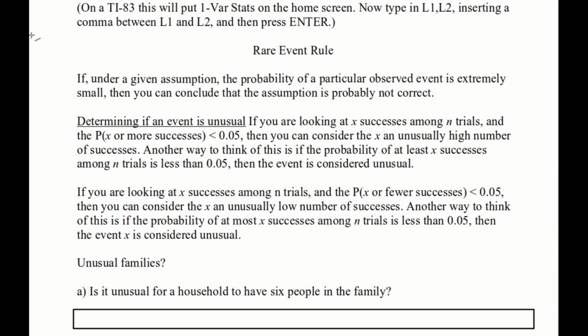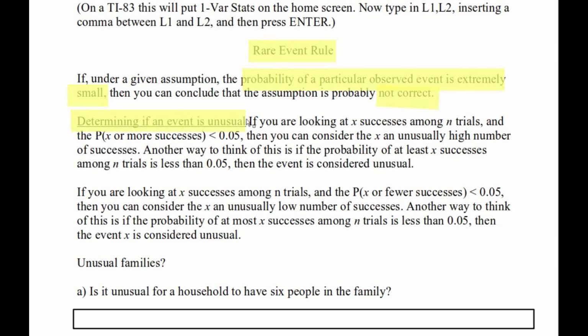The rare event rule in classical statistics is basically an assumption, a philosophical assumption, that if something is very unlikely, that is, if the probability is extremely small, then the event is probably either unimportant or the data that was collected is not correct. In other words, maybe there's something wrong with the data. Now there's 2 ways that an event could be unusual. It could be unusually large, or it could be unusually small.